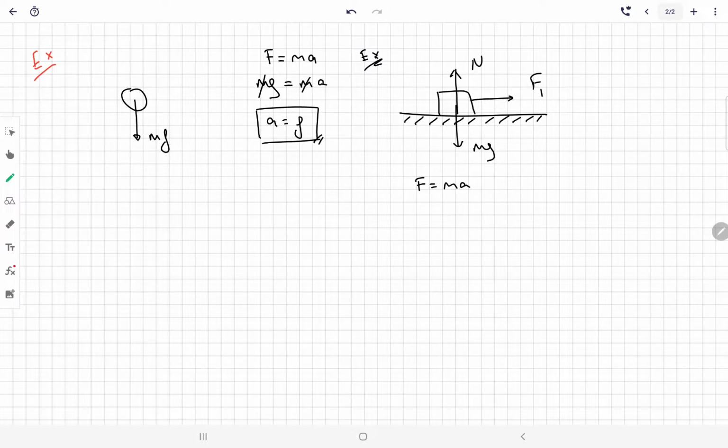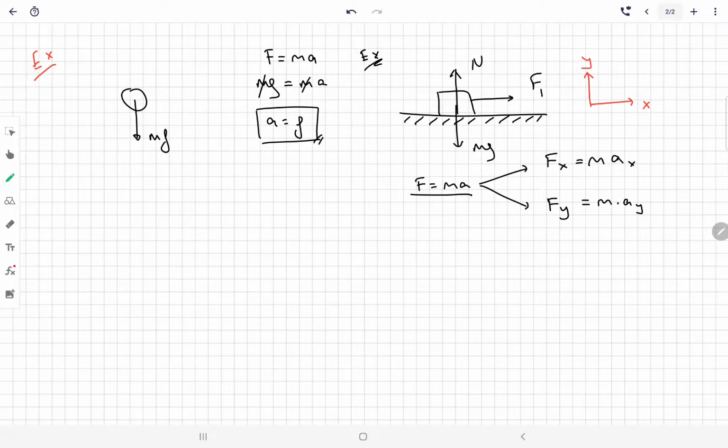So as you see from this free body diagram, from this figure, we have forces in horizontal direction. Also we have forces in vertical direction. So we can apply this in both directions. Resultant force in x direction equals mass times acceleration in x direction. Also resultant force in vertical direction, y, equals mass times acceleration in vertical direction. So this is our axis, x-axis and y-axis, standard.